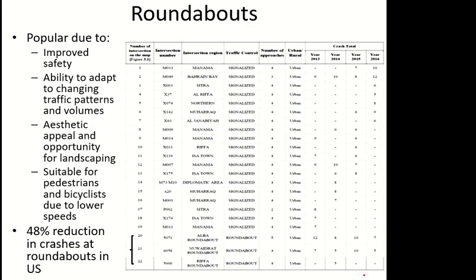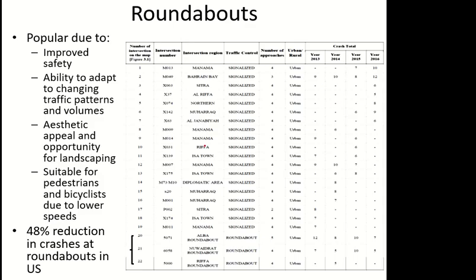Okay, so a roundabout has the safety of the vehicles as well as safety of the pedestrians and cyclists because of the lower speed. In the US, when they compared roundabouts and other intersections, they found roundabouts have 48% fewer crashes, and I already gave you the reason: the conflict points as well as the speed.